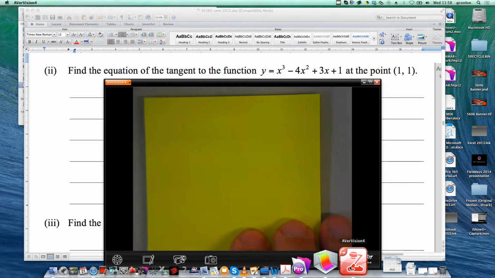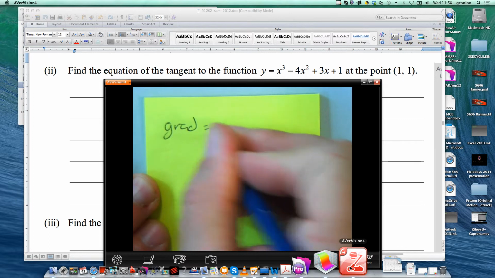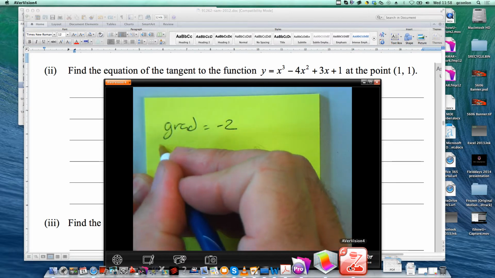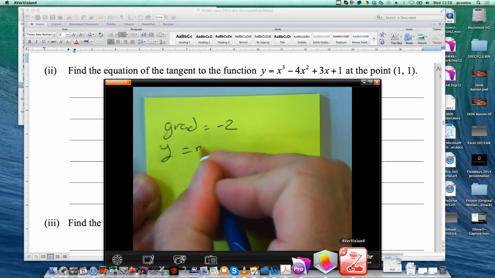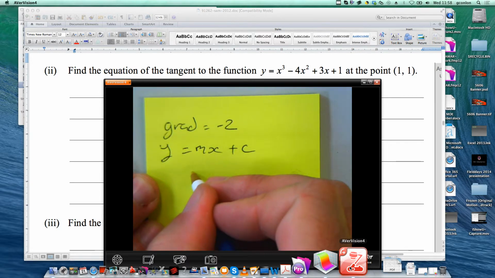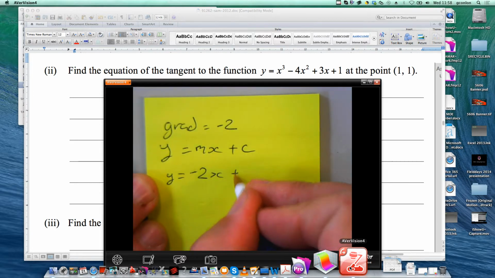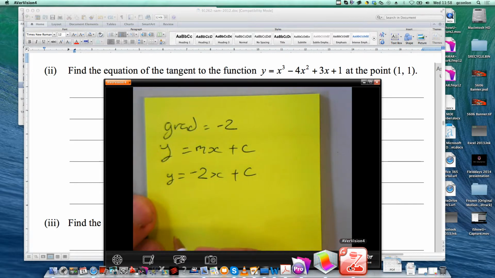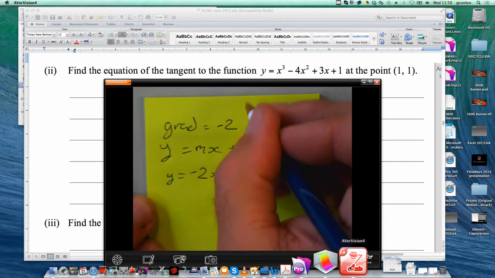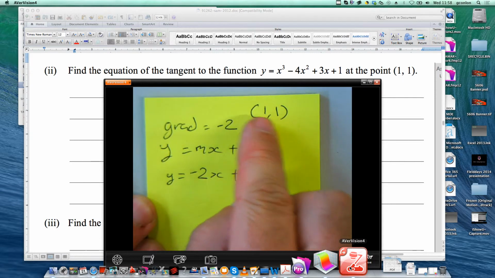Okay? Now moving on a little bit. So I've now got the gradient is negative 2. And now I'm going to try and get my merit bit. y equals mx plus c. We now know that m is negative 2, plus c. And the nice thing is that I know from that little bit of information (1, 1) that when x is 1, y is 1.